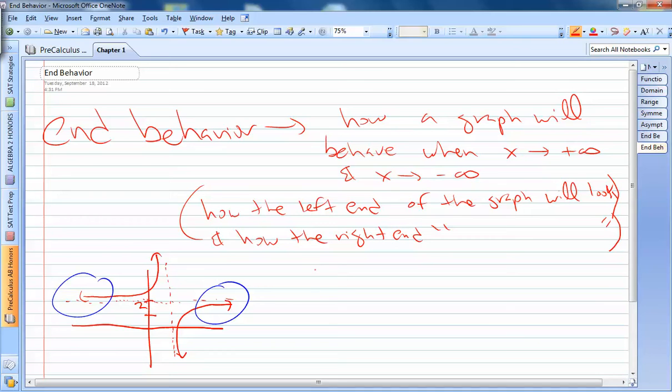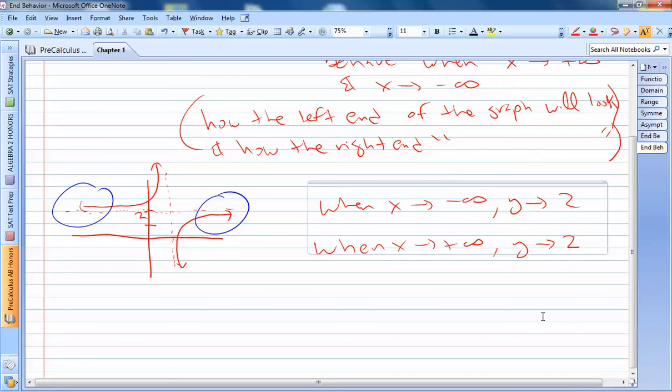So in this case, when x approaches negative infinity, y approaches 2. When I say x approaching negative infinity, when x is getting very negative, when we're going to the left, we see that y is getting very, very close to 2. When x is approaching positive infinity, y is also approaching 2. So as we're going all the way to the right, we see that the y values are getting closer and closer to 2. And that's what a horizontal asymptote does.